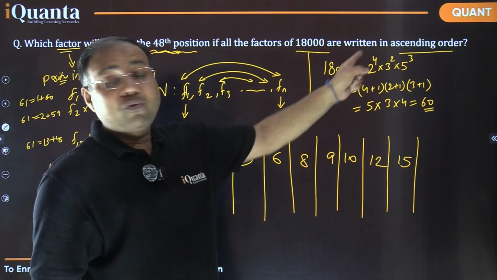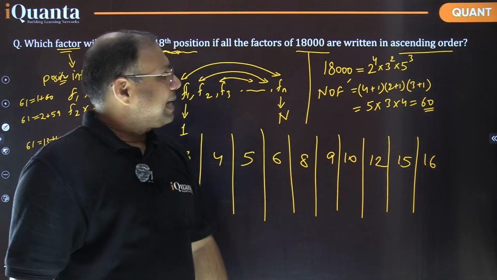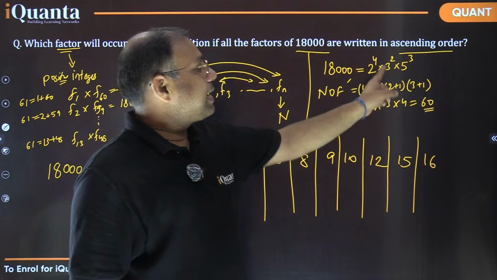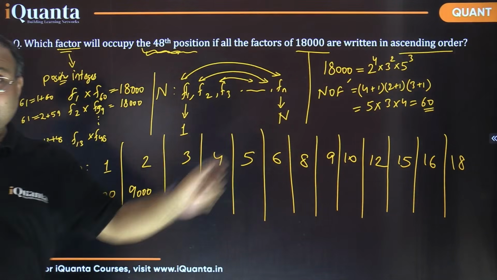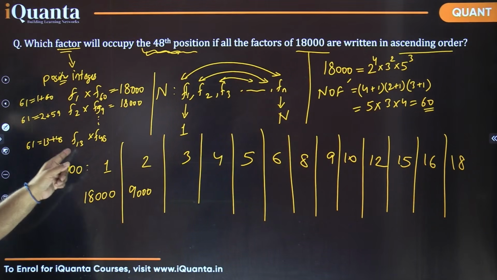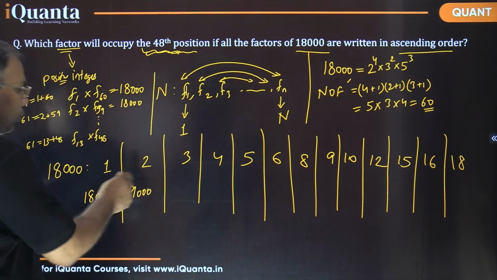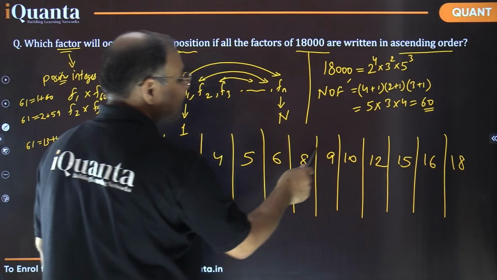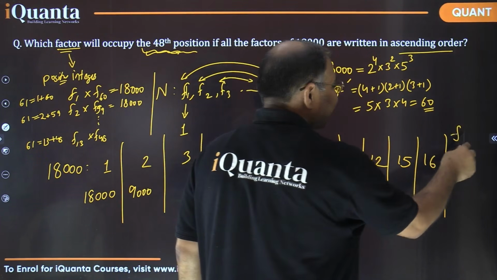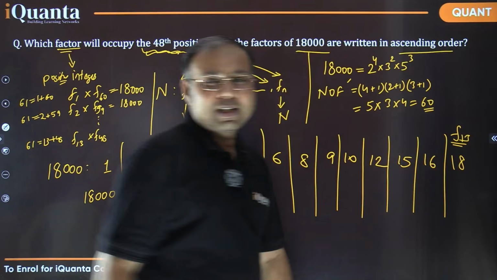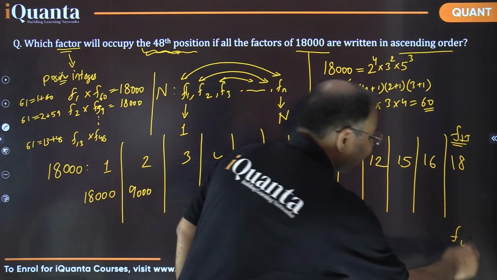16, yes, 2 power 4 is 16, so 16 is also a factor. 17 is a prime number, that doesn't divide this number. 18, yes, so 3 square, 9 into 2, 18. 18 is a factor. Let me count. We were to look for the 13th factor, remember? So the 13th factor we were to find out, and the corresponding factor will be the 48th factor. Let's count. 1, 2, 3, 4, 5, 6, 7, 8, 9th, 10th, 11th, 12th, and 13th. Bingo, we got it. So this is the 13th factor, and its corresponding factor is going to be the 48th factor which we are looking for.